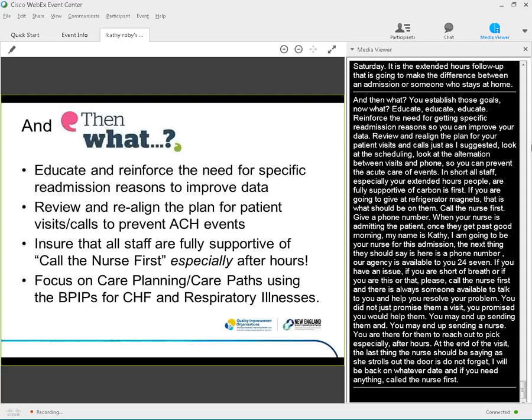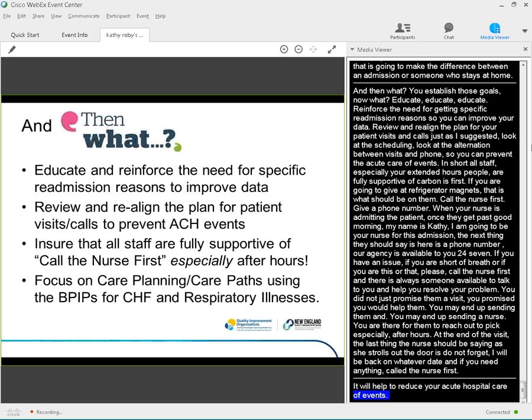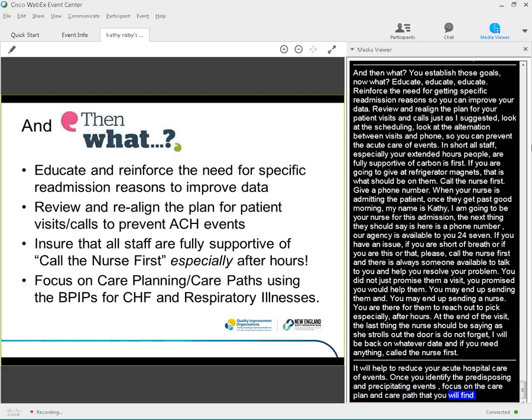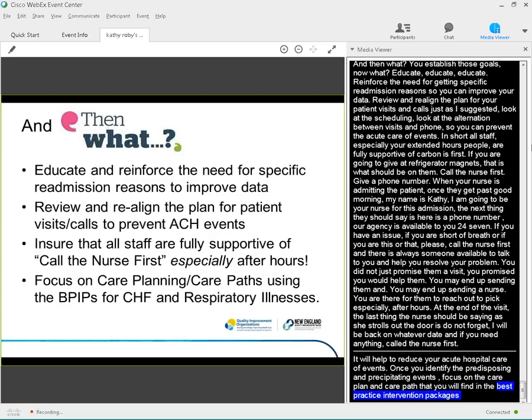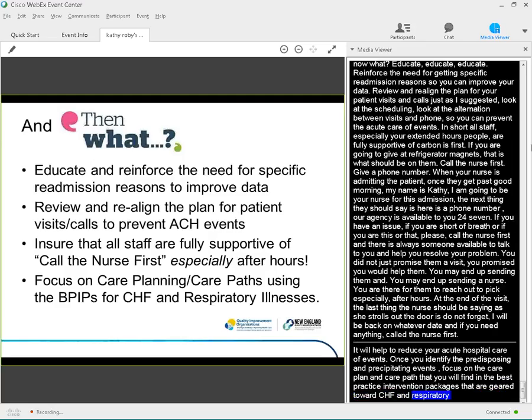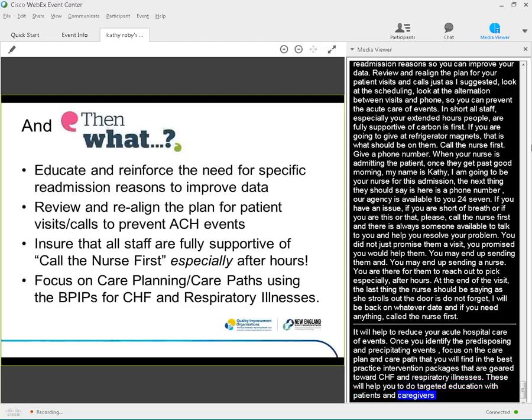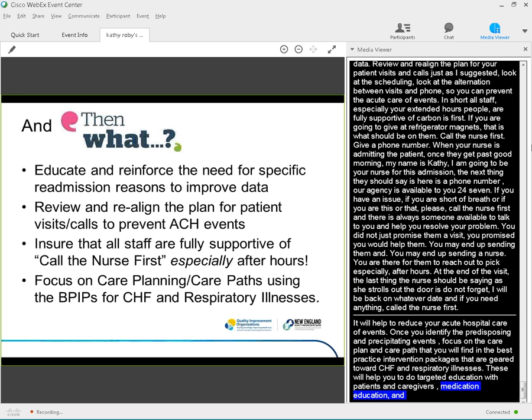Once you've identified the predisposing and the precipitating events, focus on the care plan and care paths that you will find in the best practice intervention packages that are geared towards CHF and respiratory illnesses. These will help you to do targeted, focused education with your patients and their caregivers, medication education, and emergency triage, so they'll always know if they're in a safe zone or if they need help, and it will make a difference.